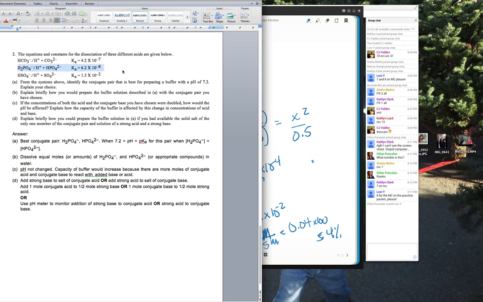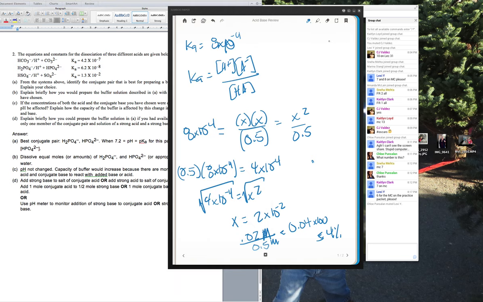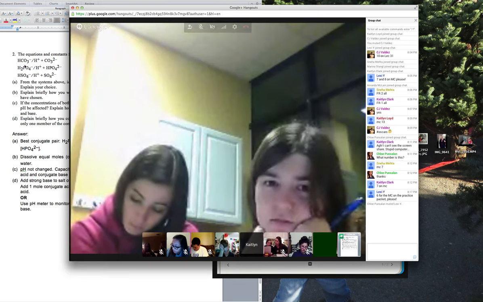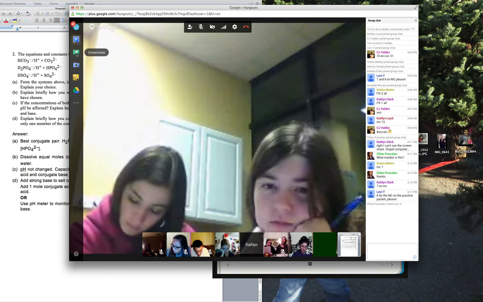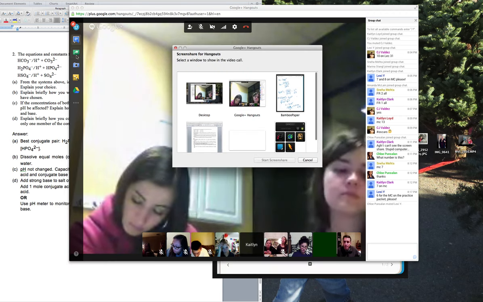Because when you want to make a buffer, you don't have to have equivalents, but you're pretty close to that. When you have the exact, it's like the middle of your buffer. Actually, let me switch to the bamboo paper for a second.